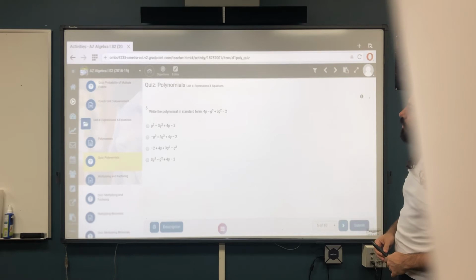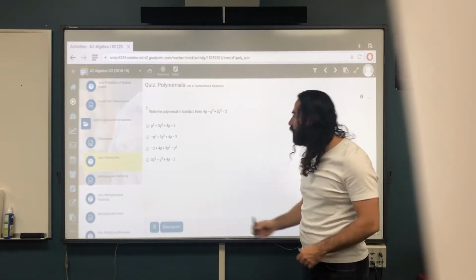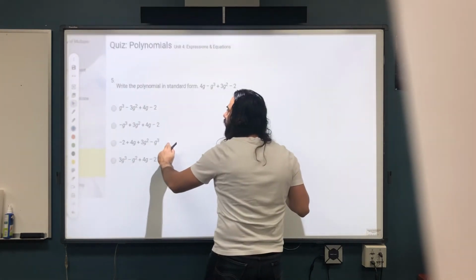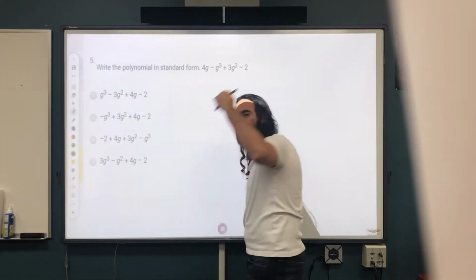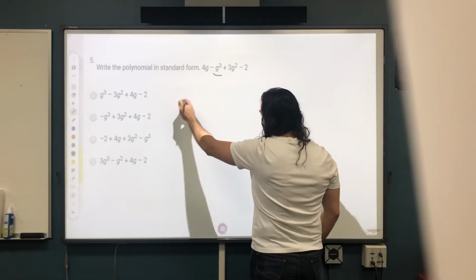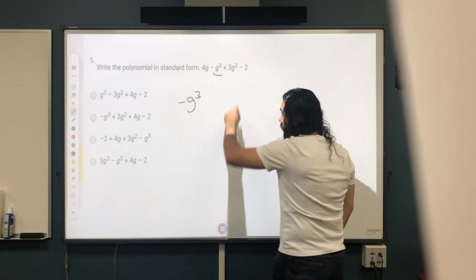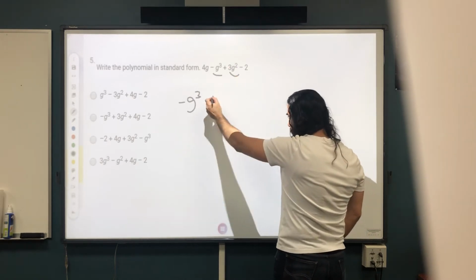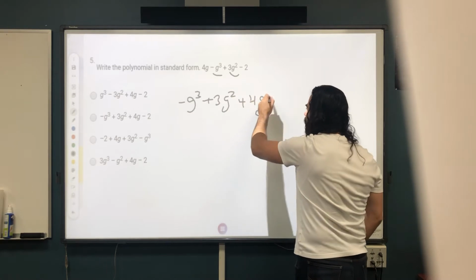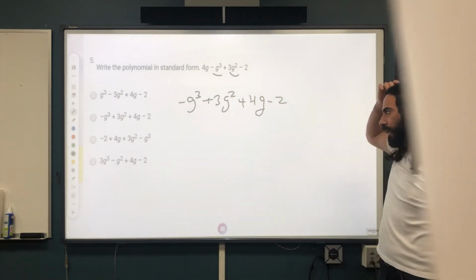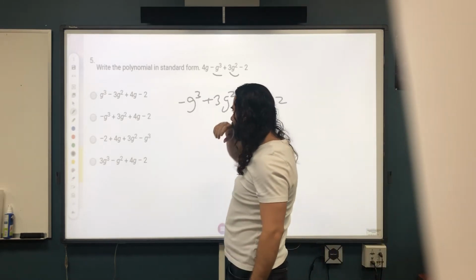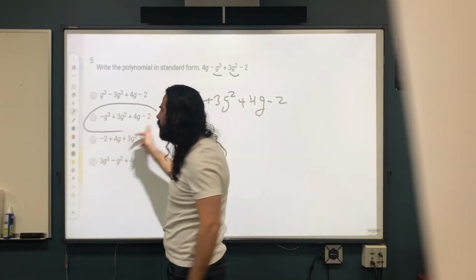Write the polynomial in standard form. Guys, I just told you about the standard form, how to write it in the standard form. The most important thing is that you put from the highest exponent to the lowest exponent. So in this case, the highest exponent is 3, so it's going to be negative g cubed. And the second one is 3g squared, then 4g, and then minus 2. And that is the answer, which is the second one too.